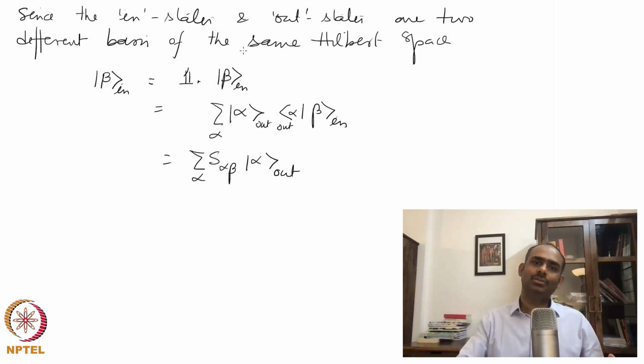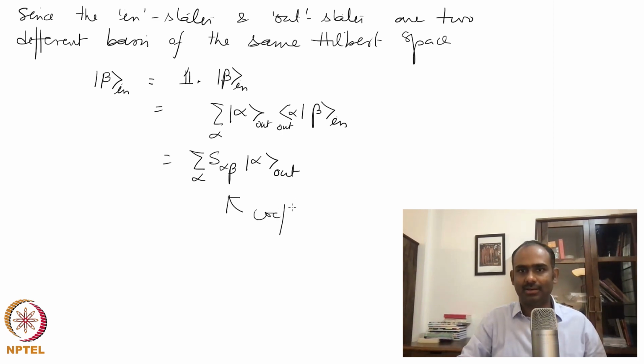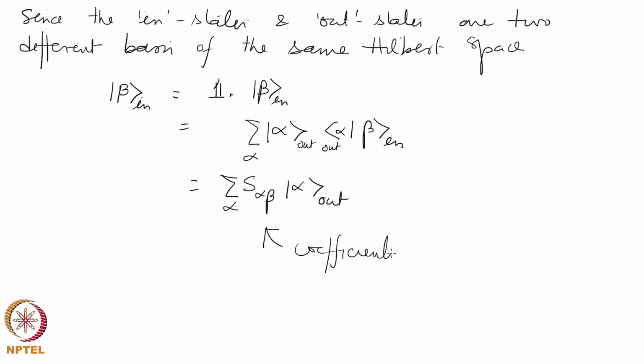We want to know these coefficients S alpha beta. Once you know these elements, you will be able to predict what will happen in the future. So these coefficients are the S matrix elements.